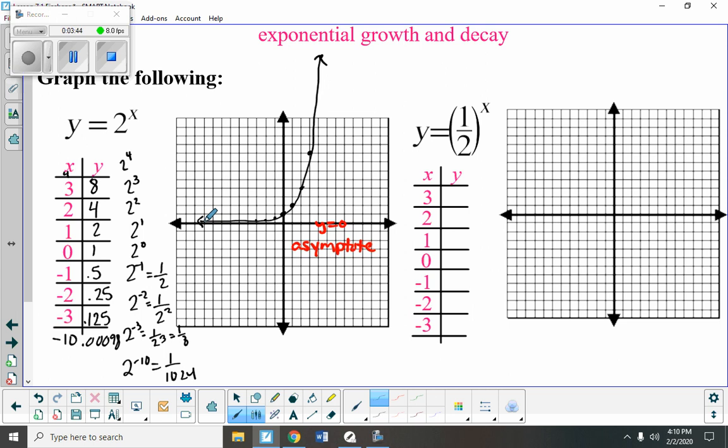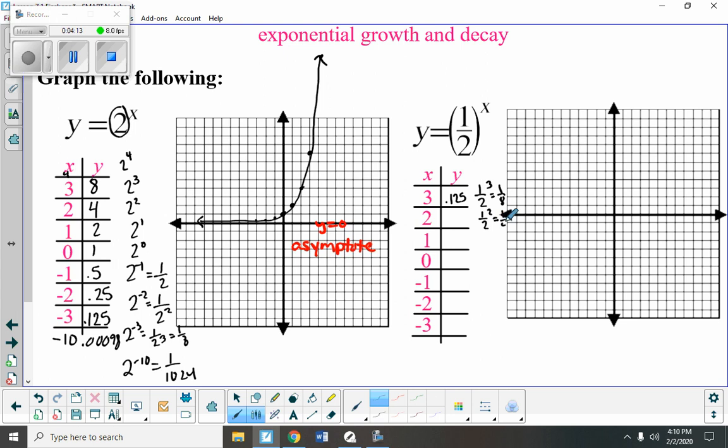All right, let's look at another one. Now here, notice this value is 2. This value is greater than 1. Here we have a value that's less than 1, but it's positive. So let's see how that's different. So we have 1/2, and we're going to substitute in 3 for the x. So that would be 1/8, which is 0.125.